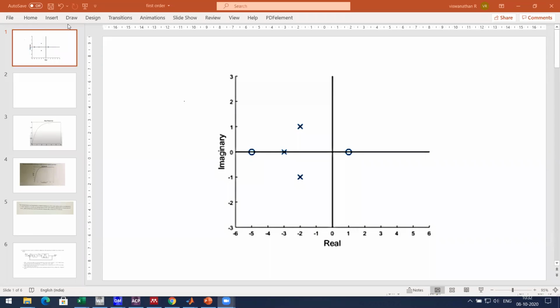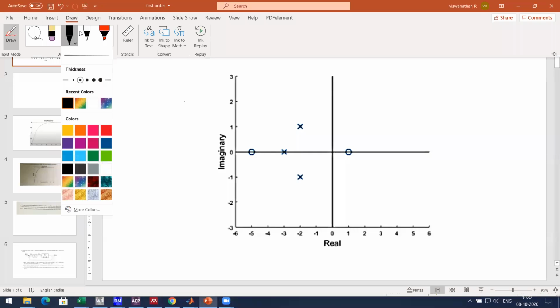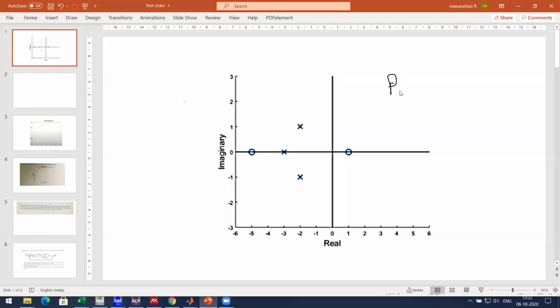In this, what are the poles? 1 and -5. No, sir, the poles are -3 and -2, sir. The easy one would be S is equal to -3. Okay, and then what are the other poles? S is equal to -2 plus I, and then another pole at -2 minus I. Okay, then comes zeros.